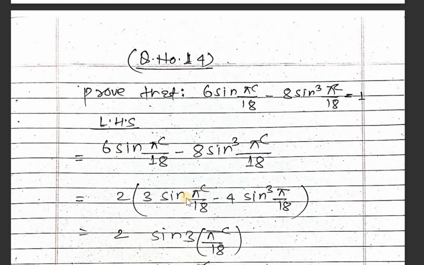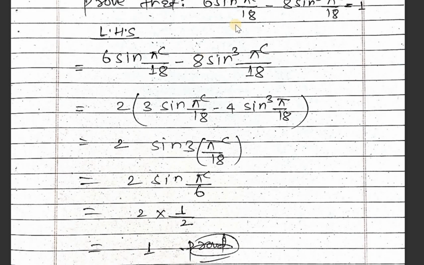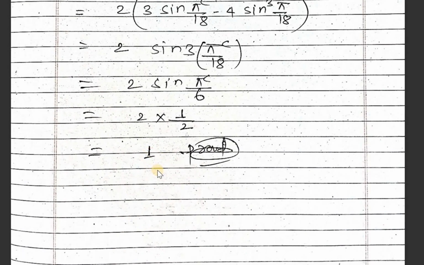And next problem is, prove that 6 sin(π/18) − 8 sin³(π/18) = 1. This is LHS. Taking 2 common, we can get 2(3 sin(π/18) − 4 sin³(π/18)). So 2 sin(3π/18). This is the formula for sin 3a. Then 2 into sin(π/6), that is 2 into 1/2, which is 1.